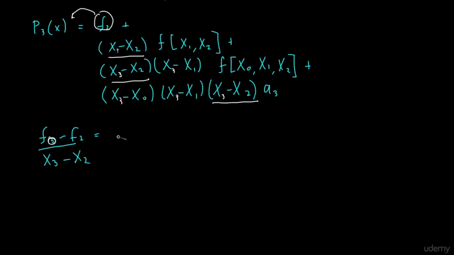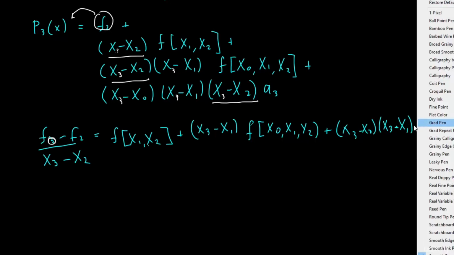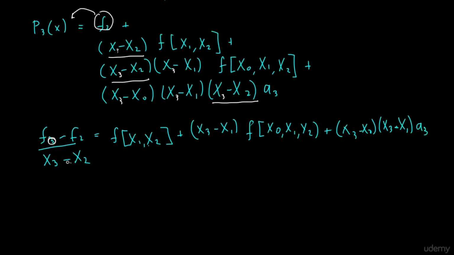And what we get on the right is the following. We get the first divided difference between x1 and x2, plus x3 minus x1 multiplied by the second divided difference x0, x1, x2, and plus x3 minus x0, x3 minus x1 times a3. So now you should probably recognize this part already, because this is the divided difference between 3 and 2. So we can rewrite this as the first divided difference x2, x3.